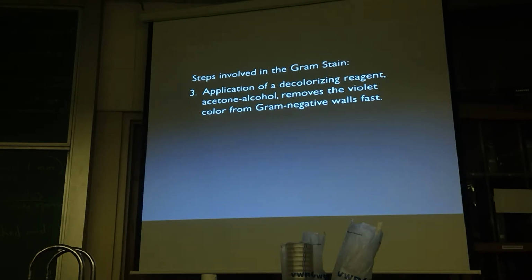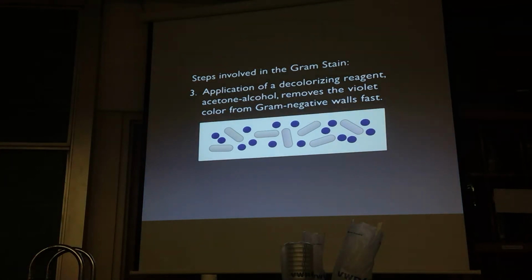The decolorizing is designed to take the color out of the gram-negative cells quickly. Why? Because the color never really got in. It's sitting on the surface of the membrane, so it's pretty easy to remove that color. For the gram-positives, the color got into the wall, so it's going to be hard to get out. At the end of the decolorizing step, your gram-negative cells should be clear, colorless, and your gram-positive cells will still be purple. If you do this wrong, you can decolorize everything. So there's a specific method for applying the decolorizing reagent.